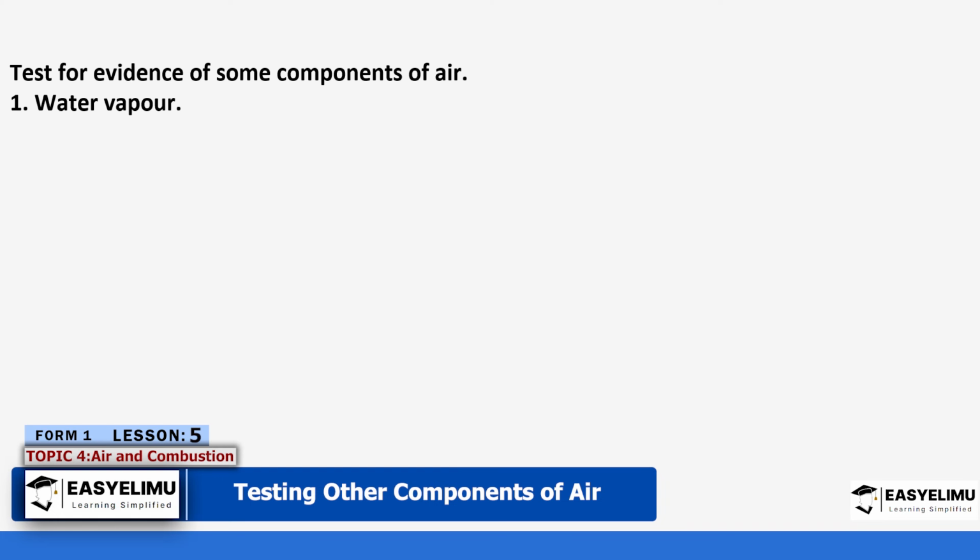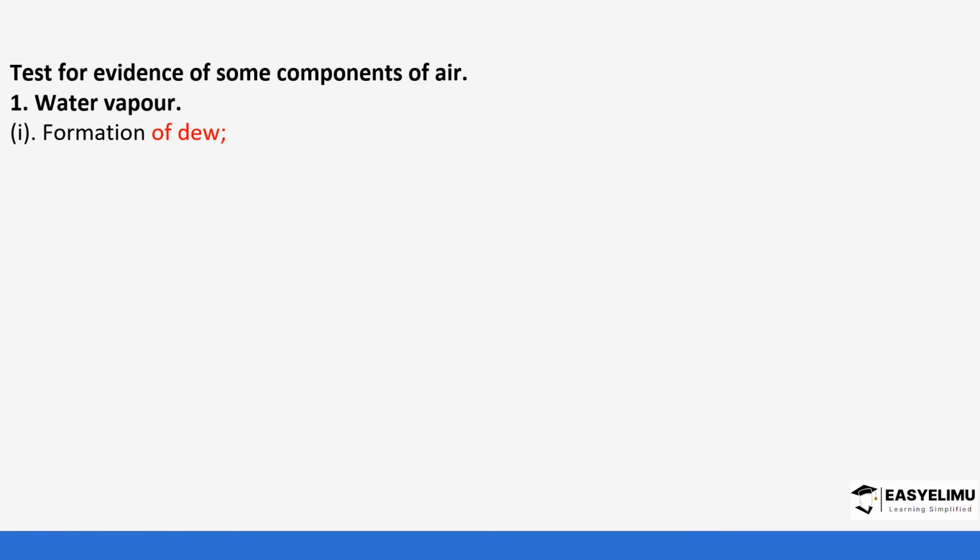One of the things that we are going to discuss is water vapor. One of the ways we can show evidence that it exists in air is the formation of dew, especially early in the morning. You notice some water droplets on leaves of different plants. This tells you that the water in air has condensed to form that dew because of the cool temperatures of the night.